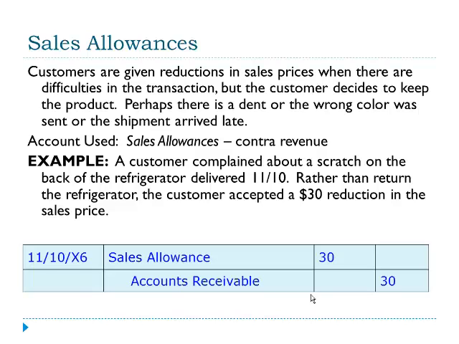In our example, a customer complained about a scratch on the back of the refrigerator delivered on November 10th. Rather than return the refrigerator, the customer accepted a $30 reduction in the sales price. That sales allowance is a reduction in revenue, so it's a reduction in owner's equity. It gets recorded as a debit, and it reduces the amount that the customer owes us, so we're reducing accounts receivable. If the customer had already paid, we might have a cash out for that credit amount.